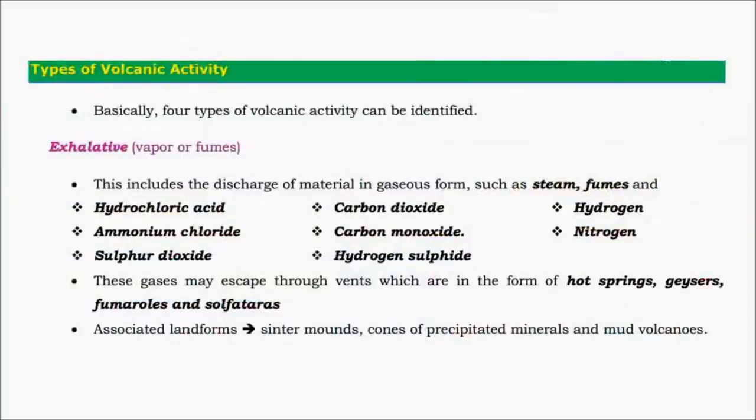And depending on the type of volcanic activity, that is the kind of eruption that takes place or the kind of material that is thrown out during the volcanic eruption, the volcanoes can be differentiated. First is the exhalative type of volcanoes, where the products that come out from the volcanic activity are mainly vapors, fumes, and gases. These form a major part of these volcanoes and contain important gases like hydrochloric acid, or the gas hydrogen chloride, carbon dioxide, hydrogen, nitrogen, carbon monoxide, ammonium chloride, sulfur dioxide, hydrogen sulfide.